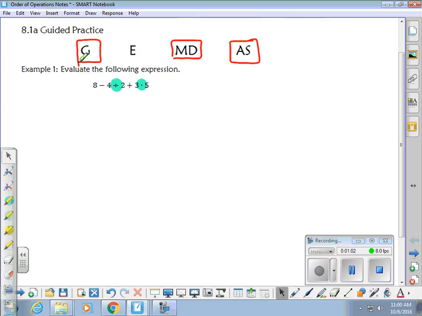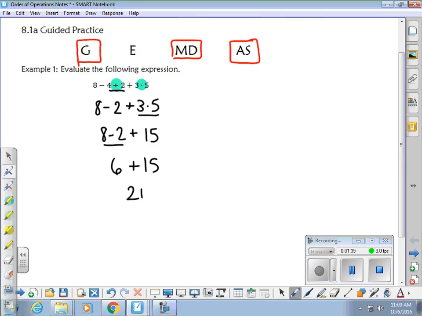Because I work left to right, I will do the division first. I bring everything else down. 8 minus 4 divided by 2 is 2, plus 3 times 5. Now I'm ready to do the 3 times 5. Everything else comes down: 8 minus 2 plus 3 times 5 is 15. Now I should be with just addition and subtraction. And again, I'm going to work left to right. So 8 minus 2 is 6 plus 15. 6 plus 15 is 21. And there's my answer.